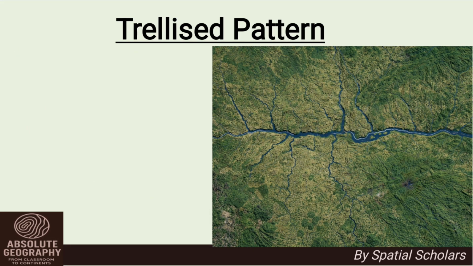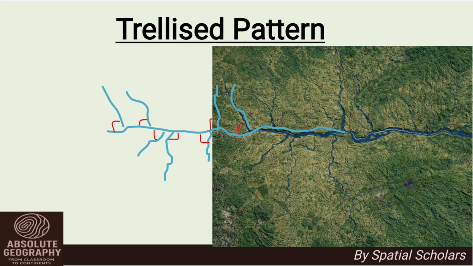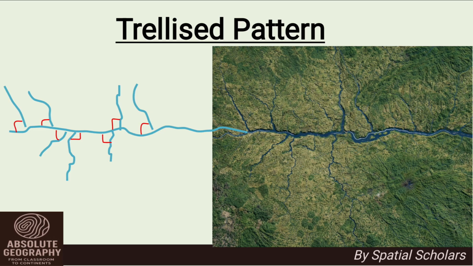In a trellis pattern, the main river flows along a valley and tributaries join it at nearly 90 degrees. This is the main feature here. The tributaries will always form an angle of 90 degree or almost 90 degree with the main river. This pattern develops in regions with alternating hard and soft rock layers, usually in folded mountain regions. Its presence indicates parallel ridges or folded structures.